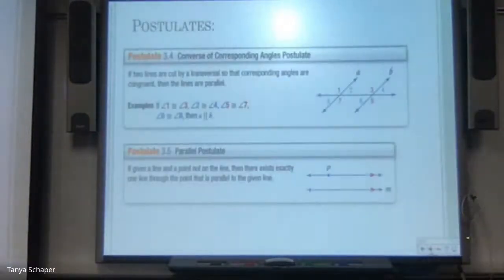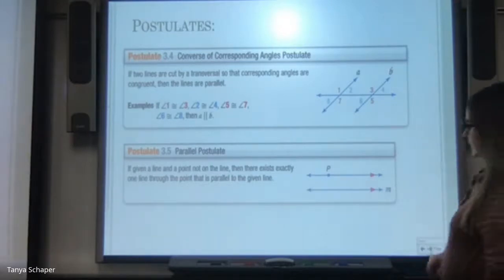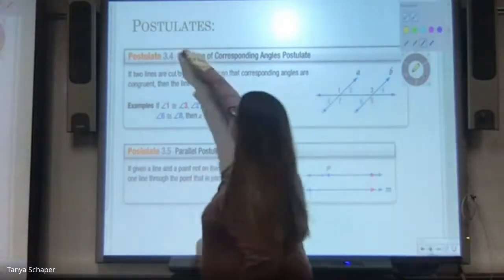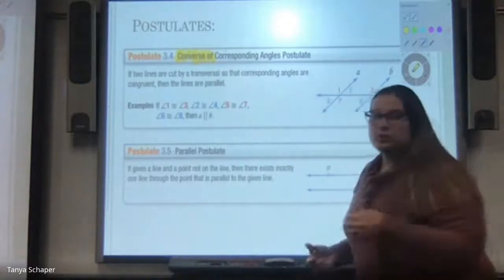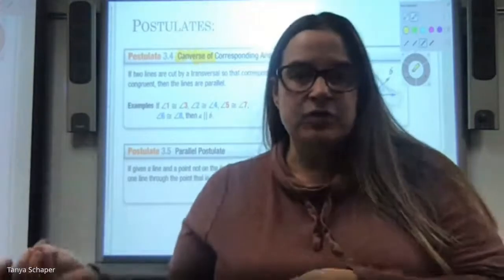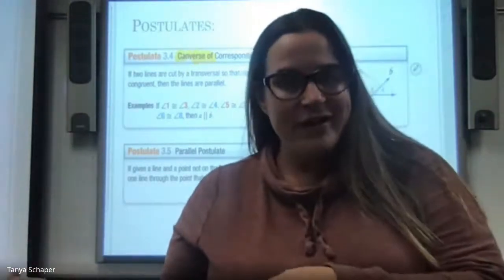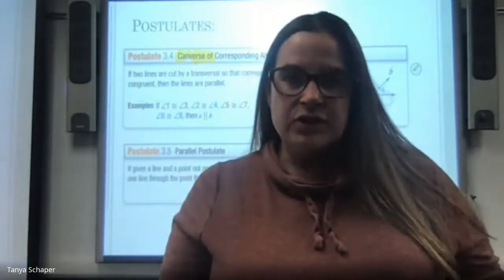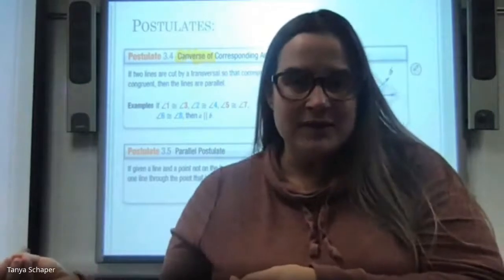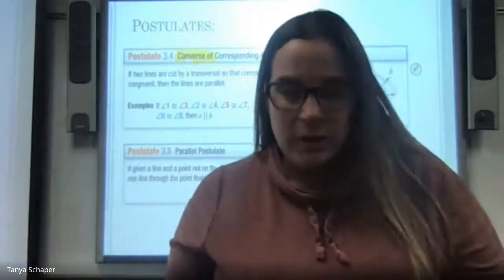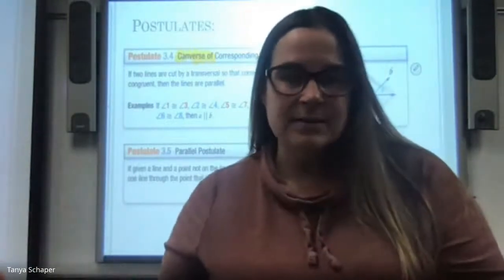So when we look at the converse of the corresponding angles postulate, converse is a very key word here. Because what we're doing is we're taking the corresponding angles postulate that says if two lines are parallel, then their corresponding angles are congruent, and we're taking the converse of that. So it says if two angles are congruent, then the lines are parallel. Today's lesson is really taking the converse of everything we talked about in 3.2.